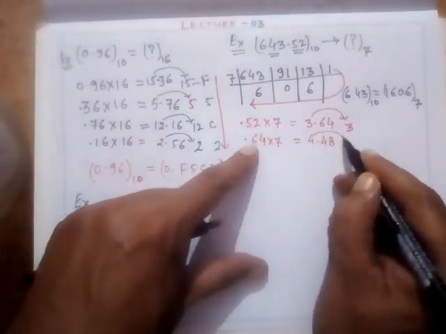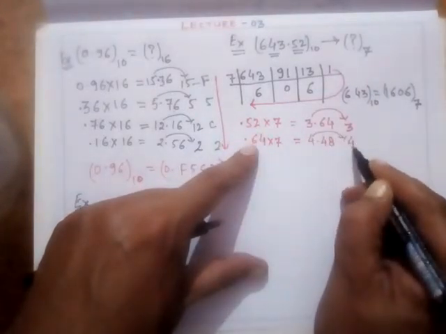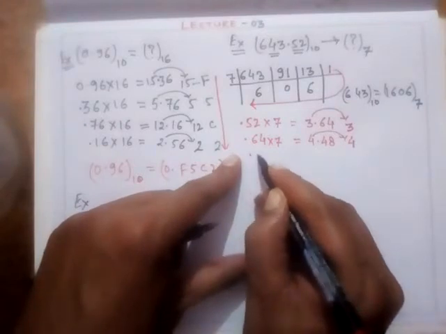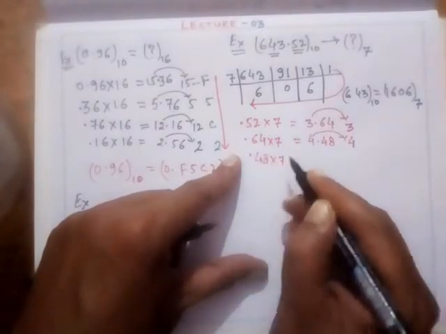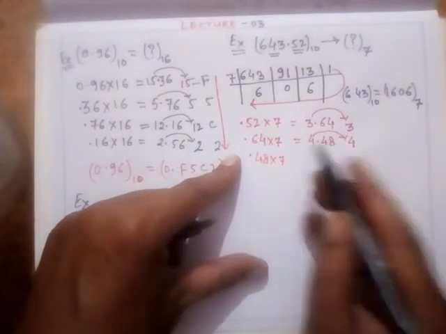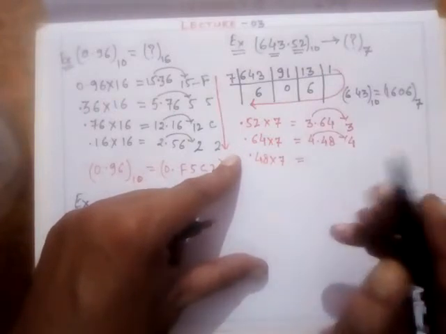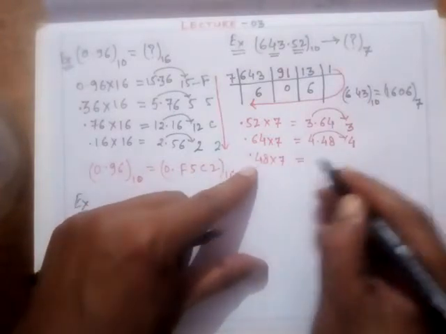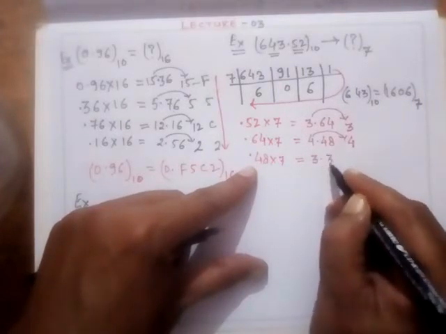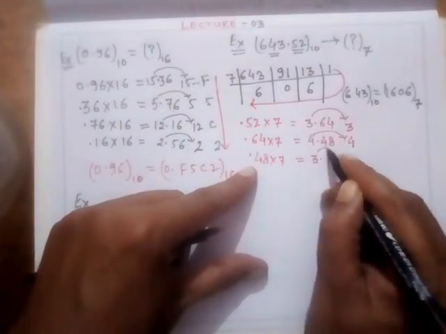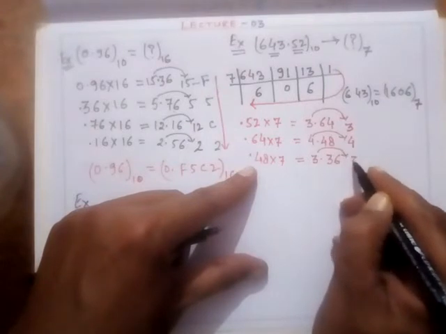I write the integer part here, that is 4, and 0.48 here. Further I multiply this by 7. You can go up to 3 or 4 places after the decimal. So 0.48 multiplied by 7 results in 3.36.